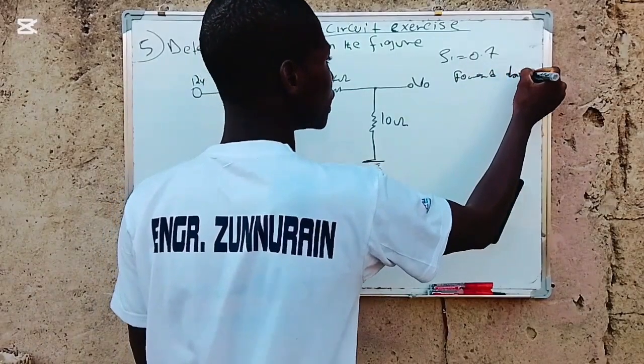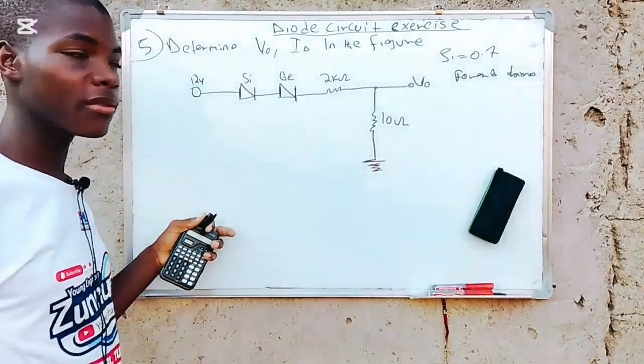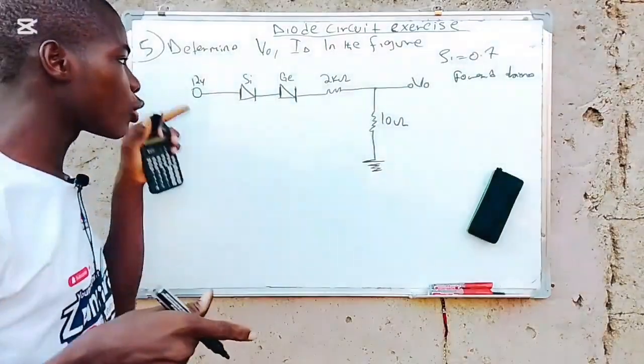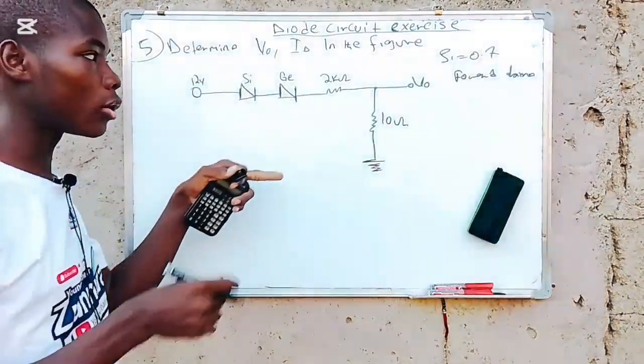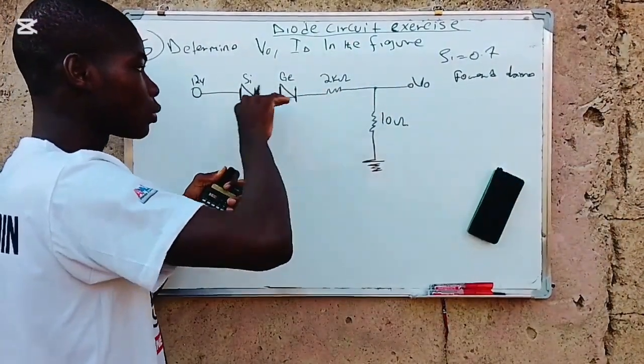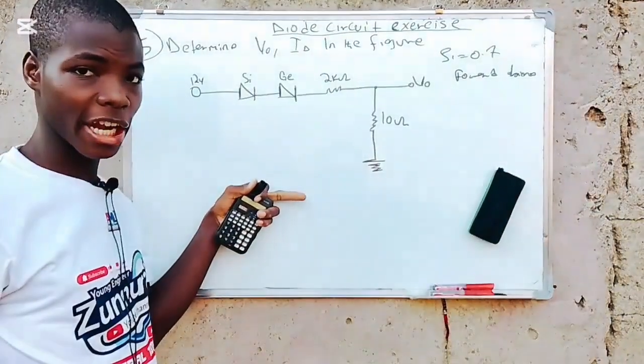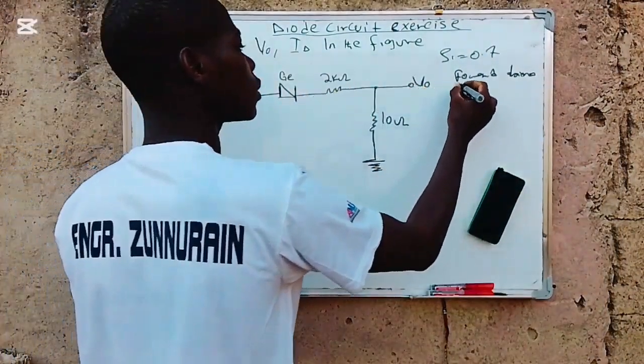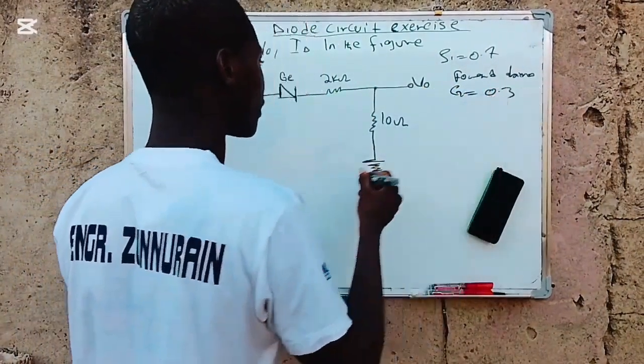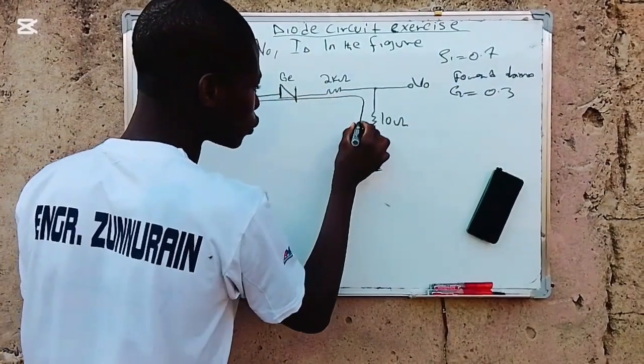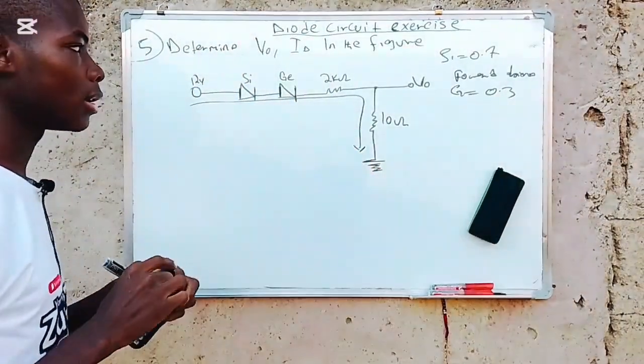They are forward bias, not reverse bias. If they are reverse bias, it means they are off. But since they are forward, they are on, because they are taking that direction. So the value of the germanium, it is 0.3. So again, all the way we are going to use the KVL method.